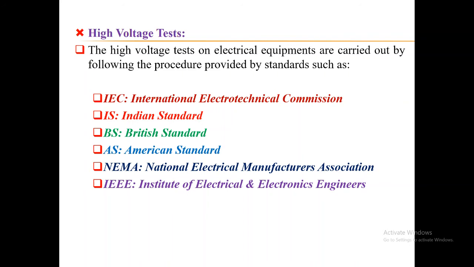So if the high voltage laboratory is assigned a task to test high voltage equipment which needs to be installed in the United Kingdom, then the testing should follow the process of the British Standard. We cannot use the guideline of IS. If the laboratory does not have the British Standard, then the laboratory person can follow the procedure of IEC, International Electrotechnical Commission.